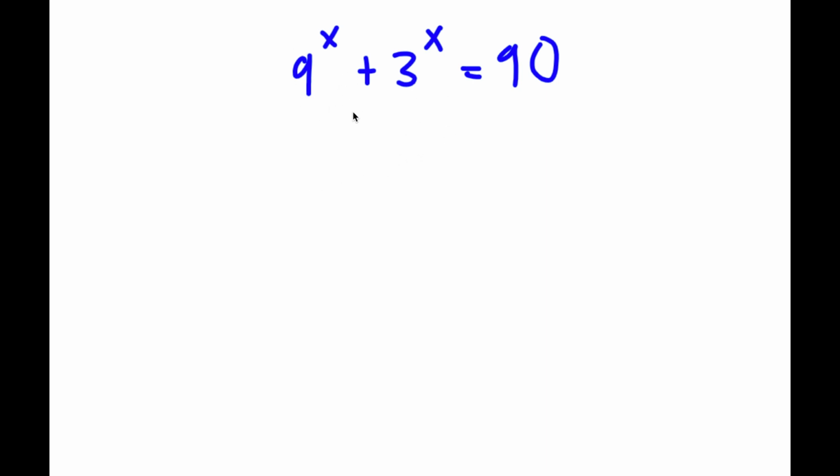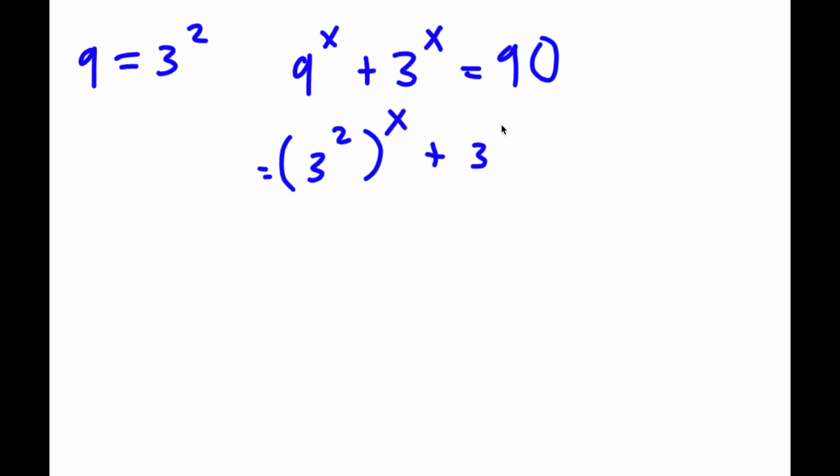Alright, so 9 to the power of x plus 3 to the power of x is equal to 90. Now, 9 here is equal to 3 squared. So I'm going to substitute in 3 squared for 9. So now I get 3 squared to the power of x plus 3 to the power of x is equal to 90.